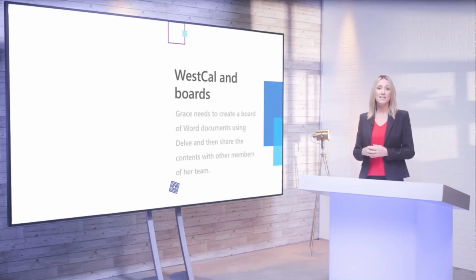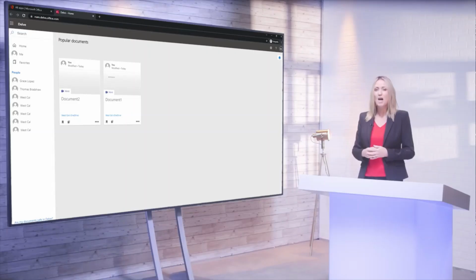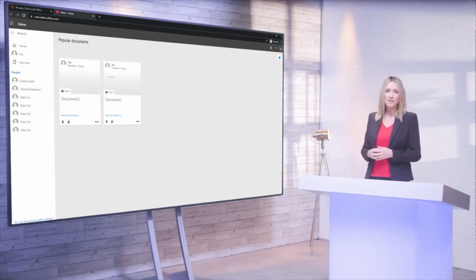Grace is helping Westcal to prepare a publication for review. However, before the publication can be sent to the reviewer, Westcal need to locate the previous drafts. Grace has been tasked with locating these drafts using Delve. She needs to save the drafts to a board, then send links to the documents to her team. Grace can use Delve's share features to send the documents to her team.